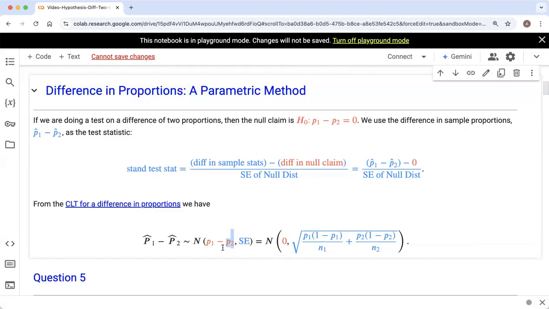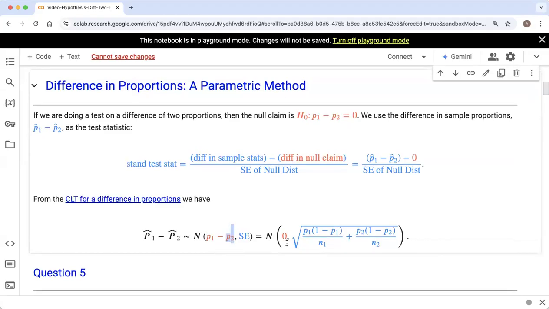Well, that distribution is going to be centered at the difference in the population proportions. So it's going to be centered at P1 minus P2. And the standard error we can calculate by taking the square root of P1 times (1 minus P1) over N1 plus P2 times (1 minus P2) over N2. So we took a look at this a little while back.